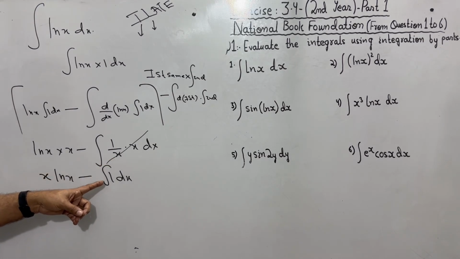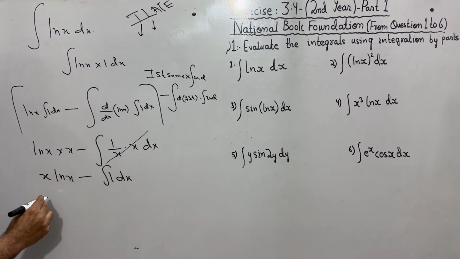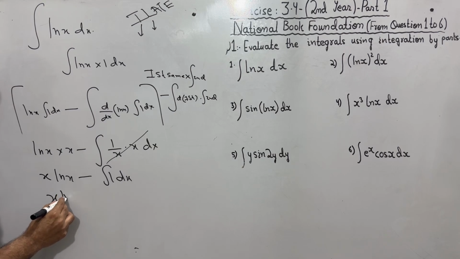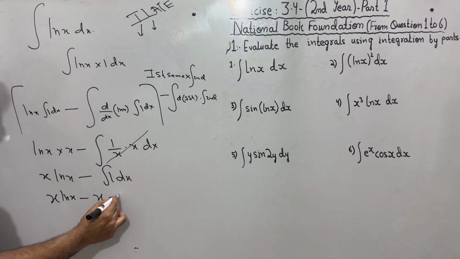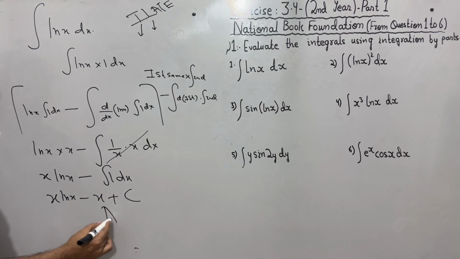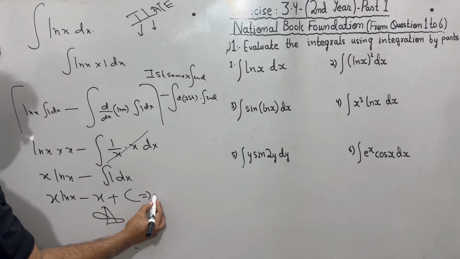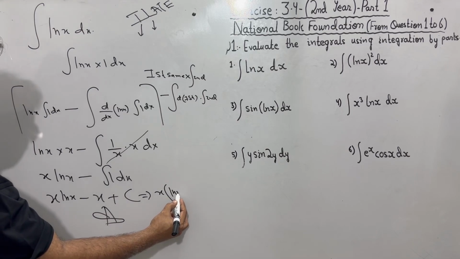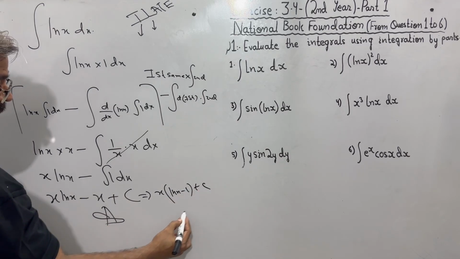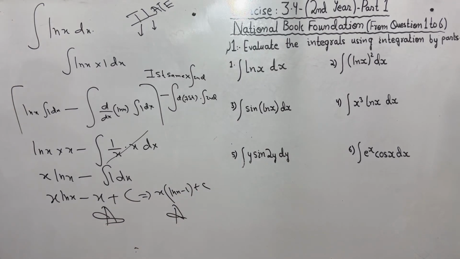Still there is an integration sign, so integrate. We have x ln x minus x plus c. So that's our answer. Or take x common from the first two terms: we have x times (ln x minus 1) plus c. That's our answer.